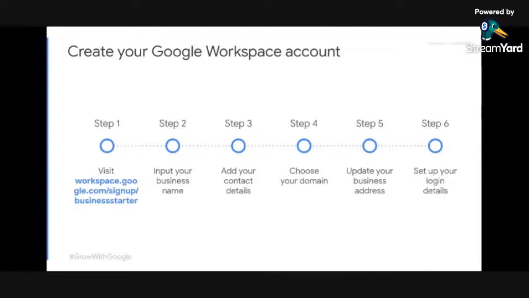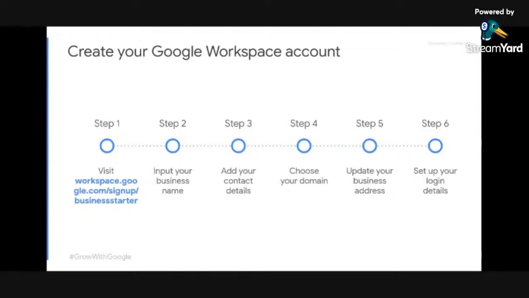To create your own Google Workspace account, you need to follow these 6 steps. First, you need to visit workspace.google.com/signup/businessstarter. Once you've done this, click Get Started and follow the steps below.